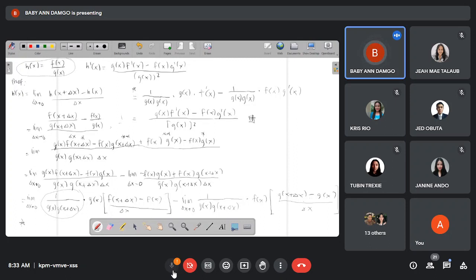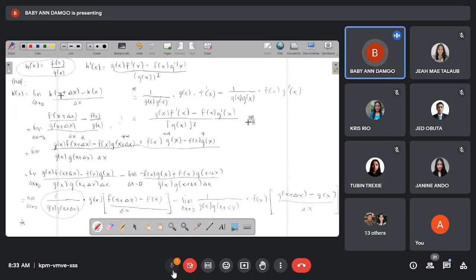Okay, so that's the end of that. Okay, so back again. If you have h of x which is equal to f of x over g of x, we need to prove that the derivative is equal to this. Okay? So, by the definition of the derivative of a function h, this is equal to this one. Okay? Next, we get the value of this.